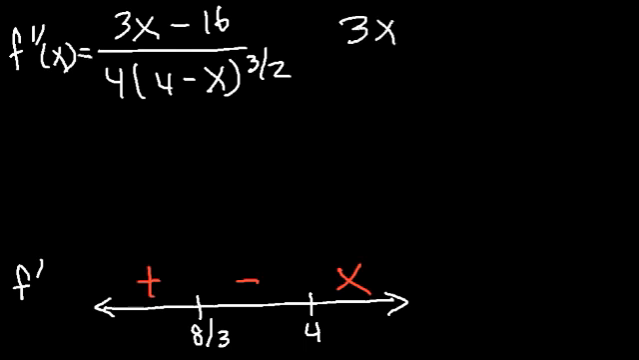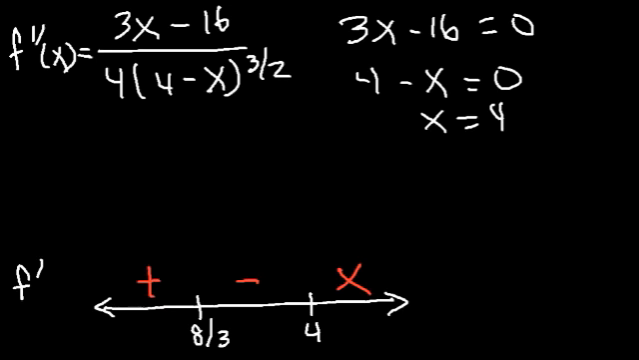So now let's set the numerator equal to 0 to get the points of interest, and let's set the denominator equal to 0. So we can see that the denominator is going to be 0 when x is 4. For the numerator, we need to add 16 and divide by 3, so it's going to be at 16/3.